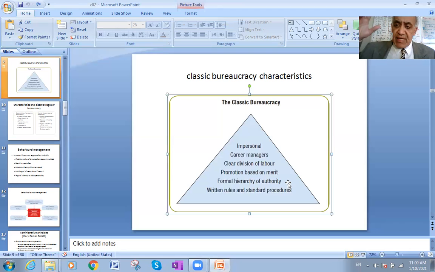For example, the top manager, then the middle line manager, then the low level manager, then the worker. So the worker will not exceed all this and go to the top management directly. No. If he wants to say something, he has to say it to his direct supervisor. And the supervisor will go to the next level, and the next level will go to the next level, and so on.